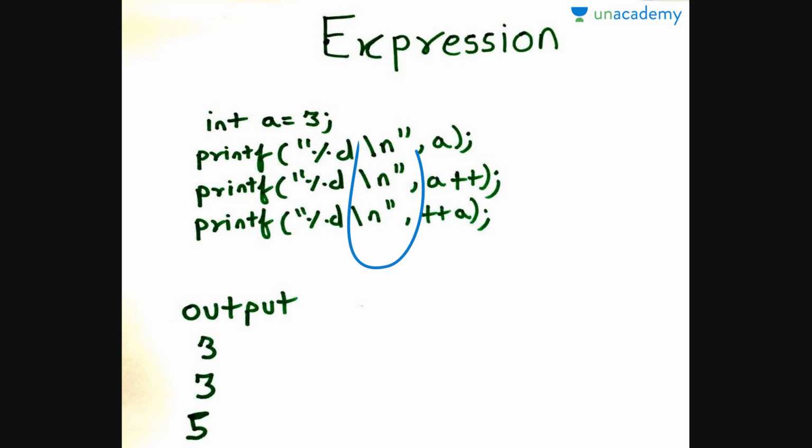Since it's \n, all the outputs will be on different lines. So kindly note that the output you write has to be on different lines because of the \n, or you get it wrong.